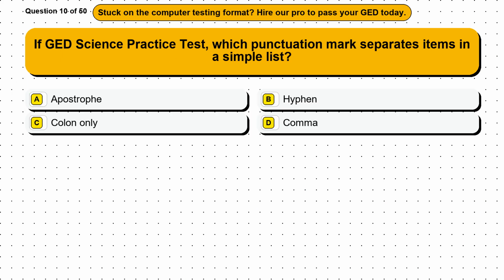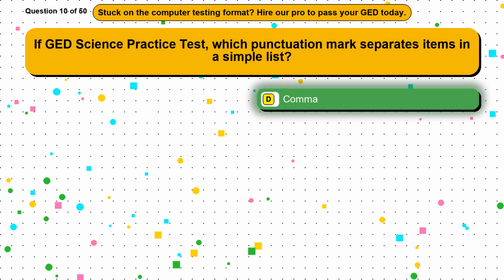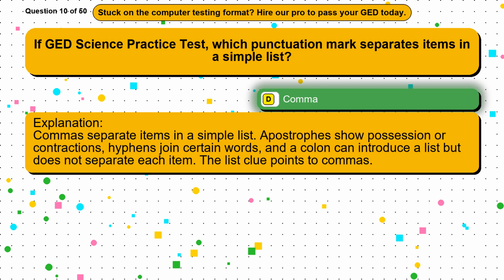Question 10. If GED Science Practice Test, which punctuation mark separates items in a simple list? Option A, apostrophe. Option B, hyphen. Option C, colon only. Option D, comma. The correct answer is option D. Comma. Commas separate items in a simple list. Apostrophes show possession or contractions, hyphens join certain words, and a colon can introduce a list but does not separate each item. The list clue points to commas.